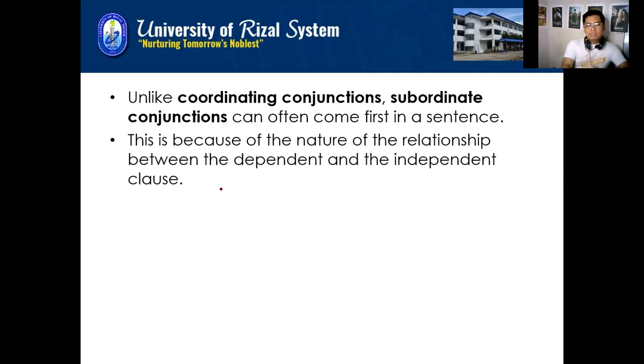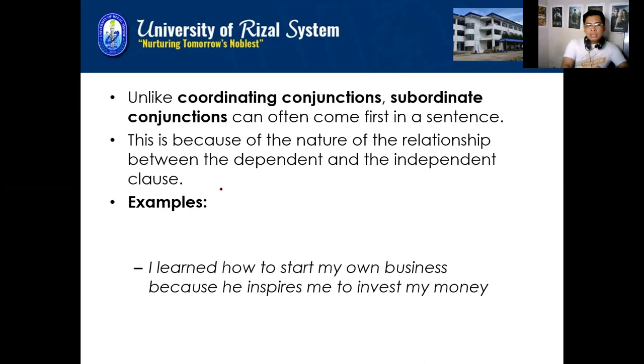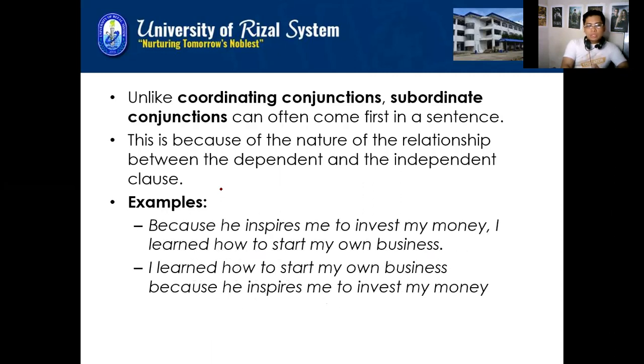This is because of the nature of the relationship between the dependent and the independent clause. For example, "I learned how to start my own business because he inspires me to invest my money." But you can say it this way: "Because he inspires me to invest my money, I learned how to start my own business." So, if you will be using the dependent clause as the beginning part of your statement, there is need for you to put a comma after the dependent clause.